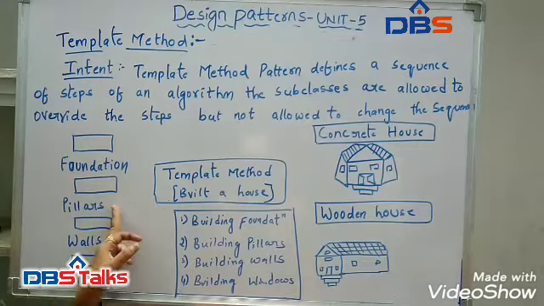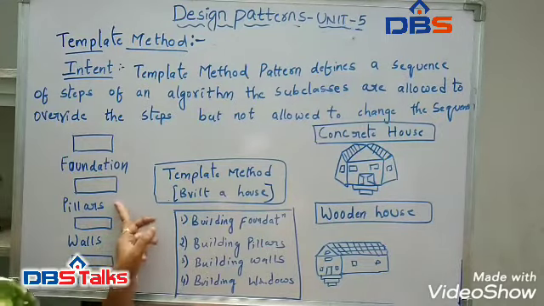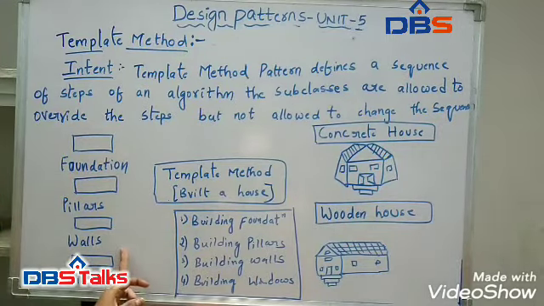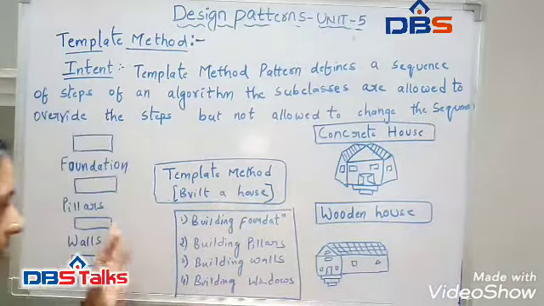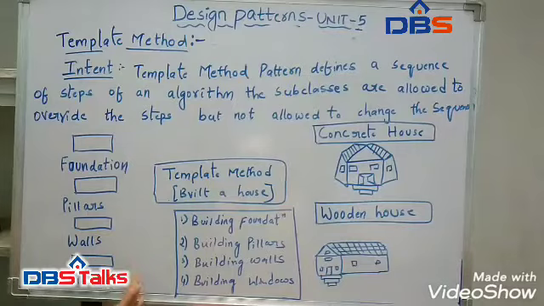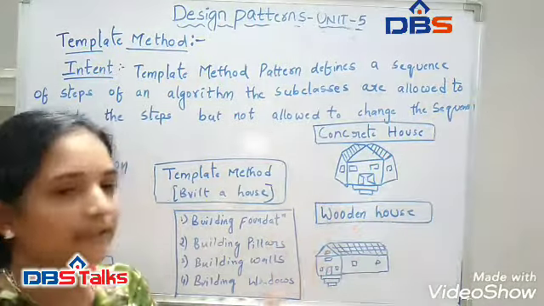The next step is to build the pillars. In the third step, we build the walls. In the fourth step, we build the windows. This is how we follow the steps. Depending on this sequence of processes, we have a procedure. We have to follow those steps in order to build a concrete house.